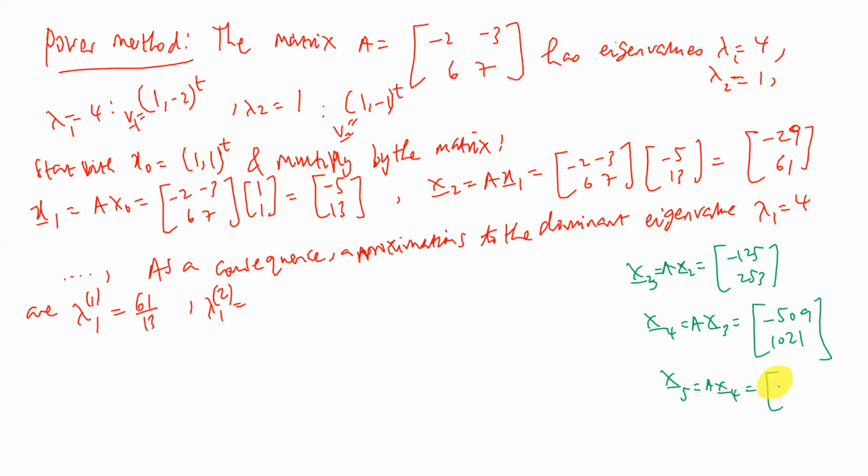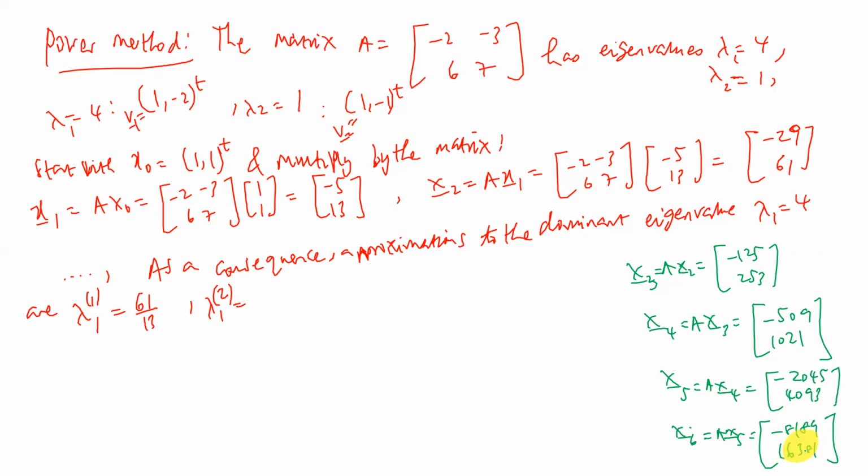We're going to stop at 6. x5 is -2045, 4093. And then x6 is A x5, which is exactly -8189, and the other entry follows. Just keep multiplying, but I'm writing the results out because I'm summarizing the whole thing so that you can use this algorithm.